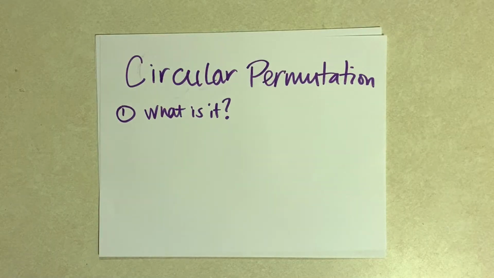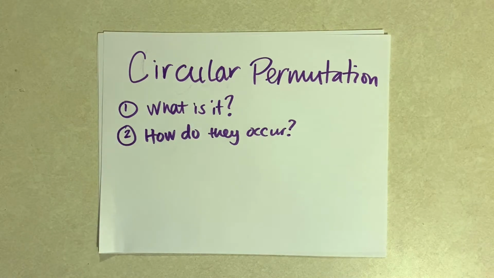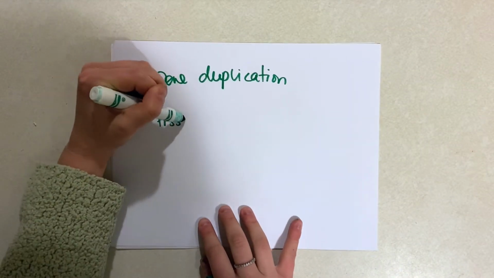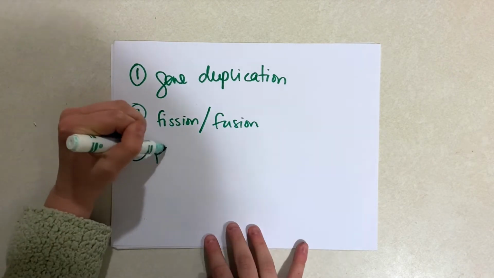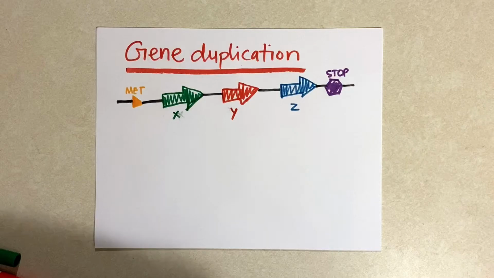Okay, so now we know what a circular permutation is, but the next question is, how do they occur? Circular permutation can occur naturally as a result of evolutionary events like gene duplication and fission or fusion, or without genetic changes through post-translational modification.